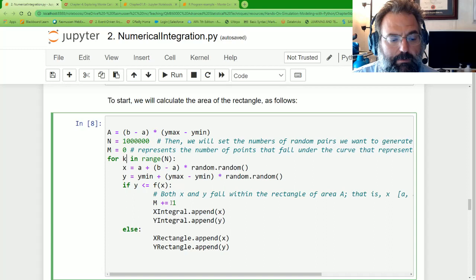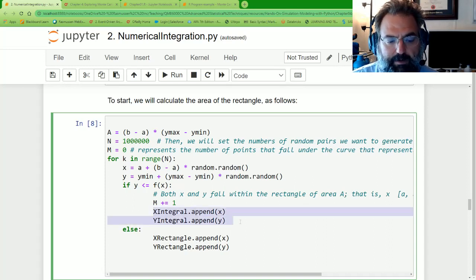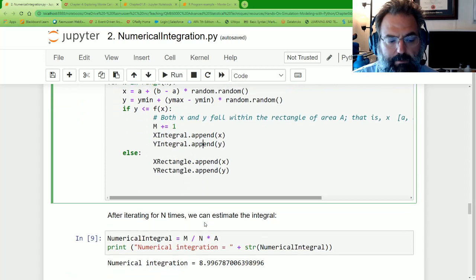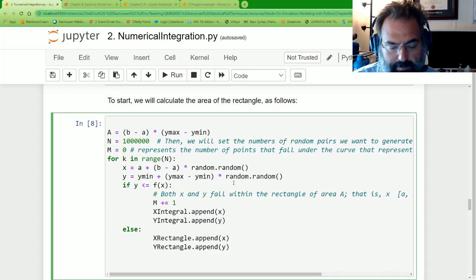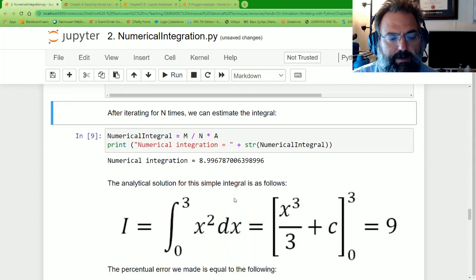Now we're running through. We know what min and max are. We're picking random locations for x and y. So we're basically throwing a bunch of darts or shooting a bunch of bullets, however you want to think about it. And then we're checking to see if y is less than or equal to f of x. If it is, then both x and y fall in the area we're interested in. Otherwise, it's outside the integral. We're also saving each one of the x and y's here so we can plot it later on. We'll go ahead and let that one run, and again, really fast.